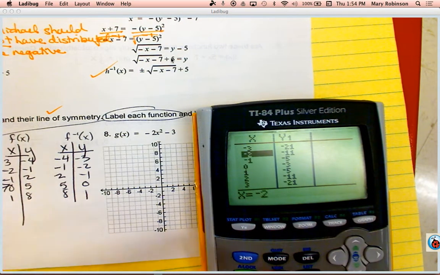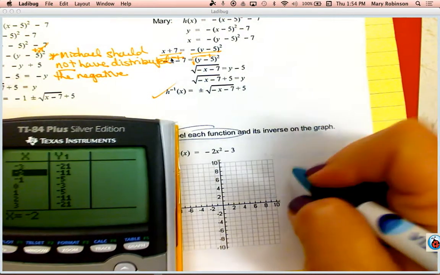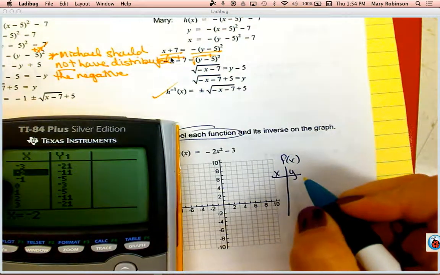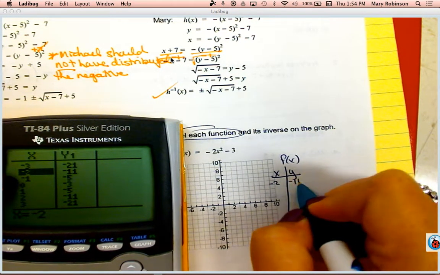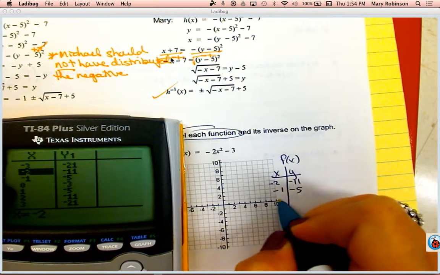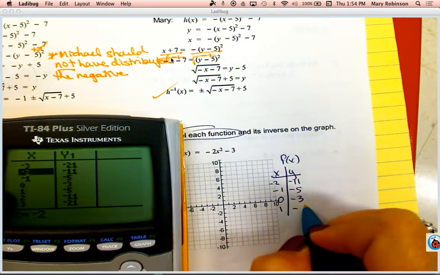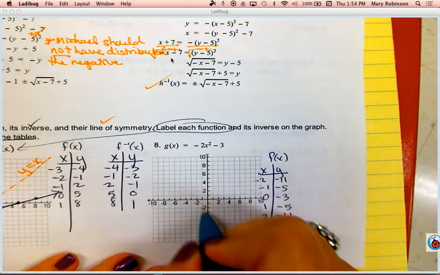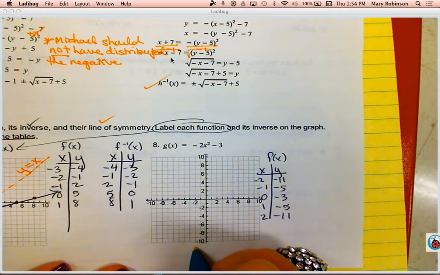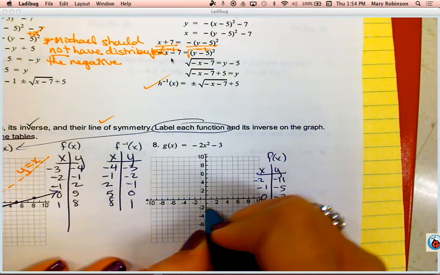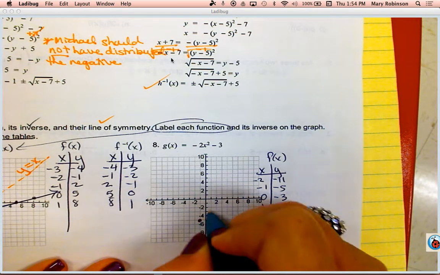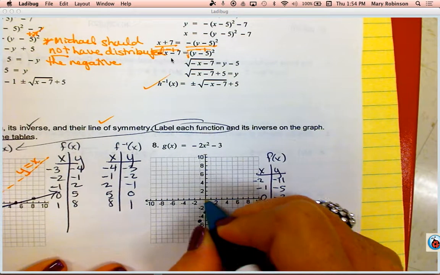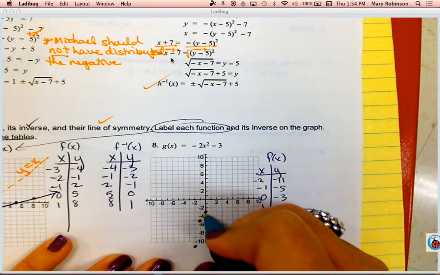So let's see. If I do f of x here, my table for x and y for my function, I'm probably going to do (-2, -11). It's off the graph a little bit, but it's manageable. (-1, -5), (0, -3), (1, -5), (2, -11), and I want to graph these. So if I go (-2, -11), that's just down just a hair. (-1, -5), (0, -3), (1, -5), it should be symmetric, (2, -11), and then I can connect it.